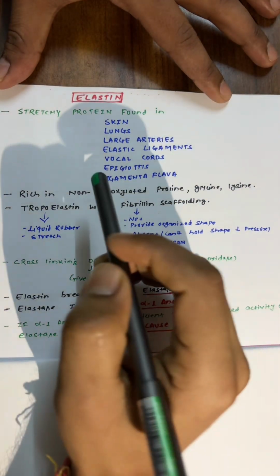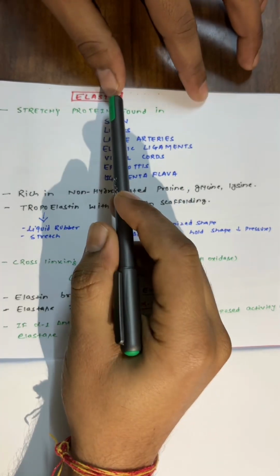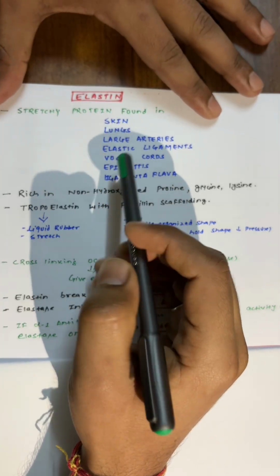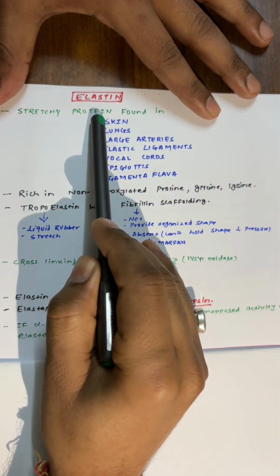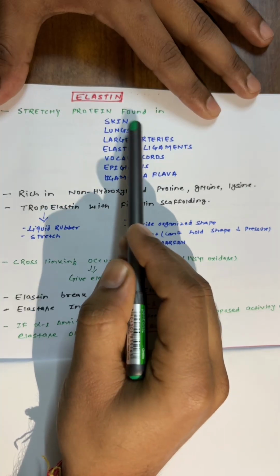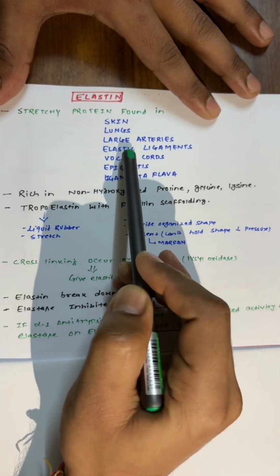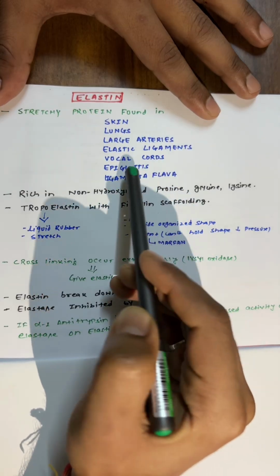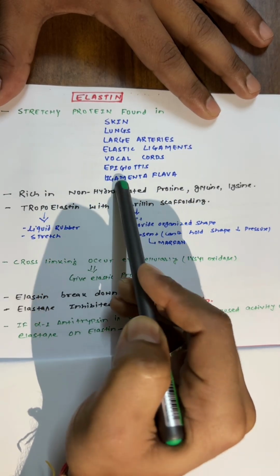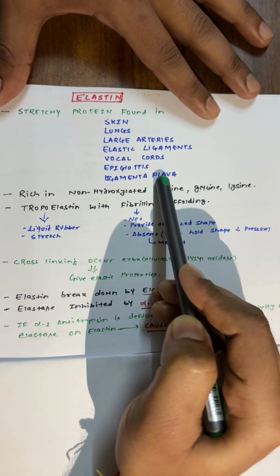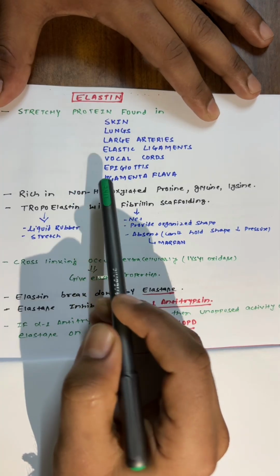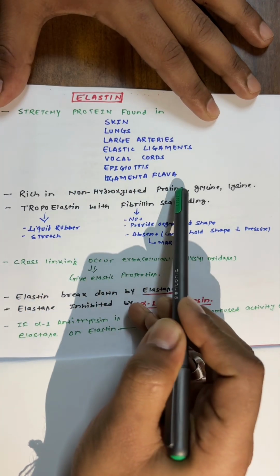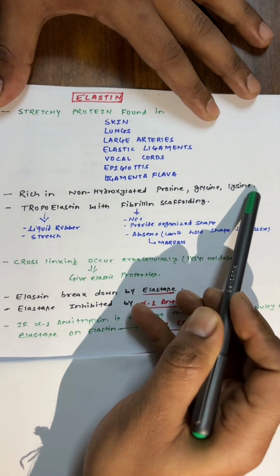Before talking about Marfan syndrome, we'll talk about elastin. Elastin is basically a stress protein, and you will find it in skin, lungs, large arteries, elastic ligaments, vocal cords, epiglottis, and ligamenta flava. In composition, it is rich in non-hydroxylated proline, glycine, and lysine.